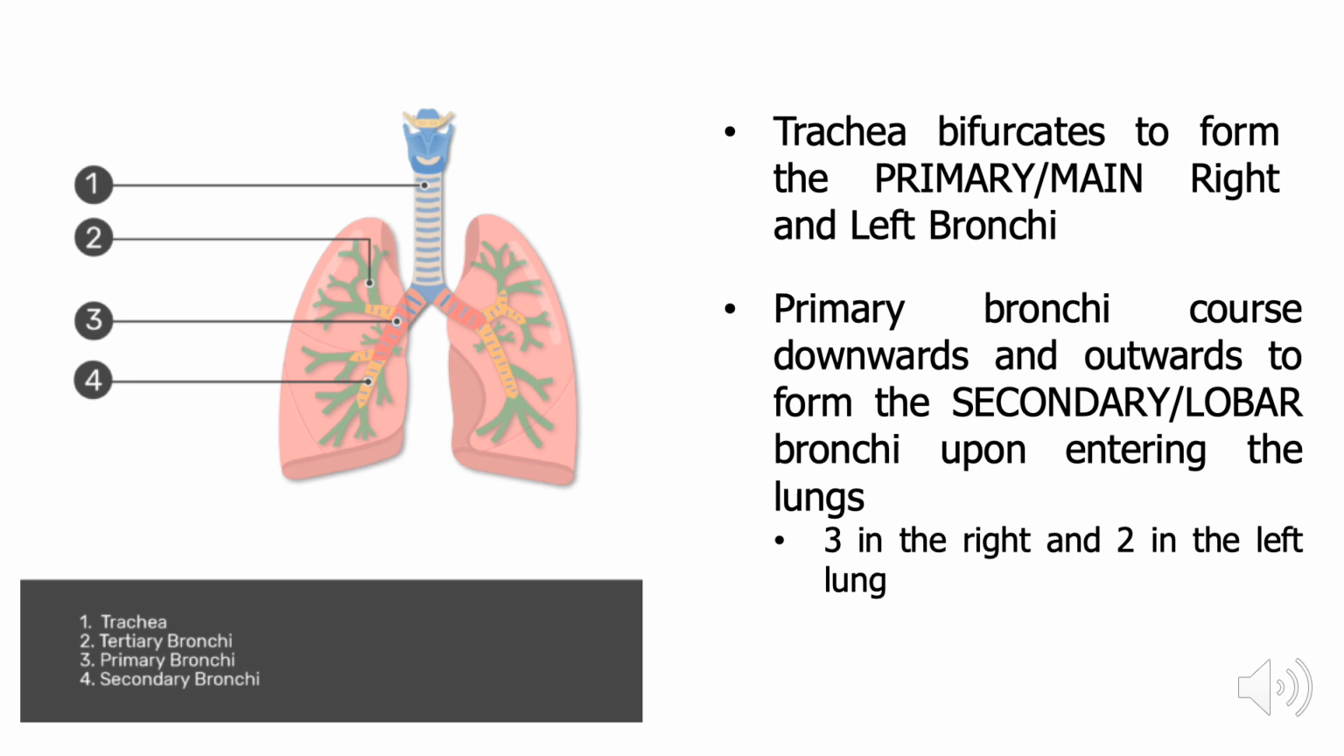Before we proceed to the next discussion, please take a look at the yellow colored structures. They are representing the secondary bronchi. Count how many secondary bronchi you can find in the right lung and how many you can find in the left lung. Three in the right lung and two in the left lung. The branches of the secondary bronchi will now be referred to as the tertiary bronchi.